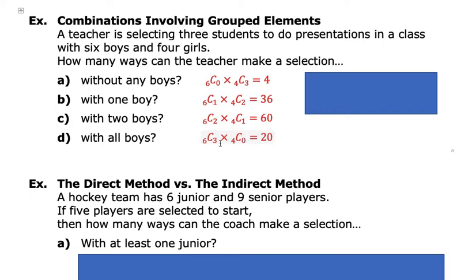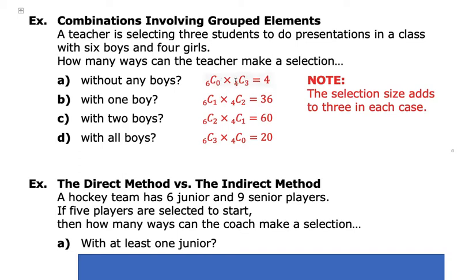Now 4 choose 0 is again equal to 1, but I like to put that there as a product because it helps me keep track of each of the different groups. So the sum, notice 0 and 3, 1 and 2, 2 and 1, 3 and 0, all add up to 3, our selection size.